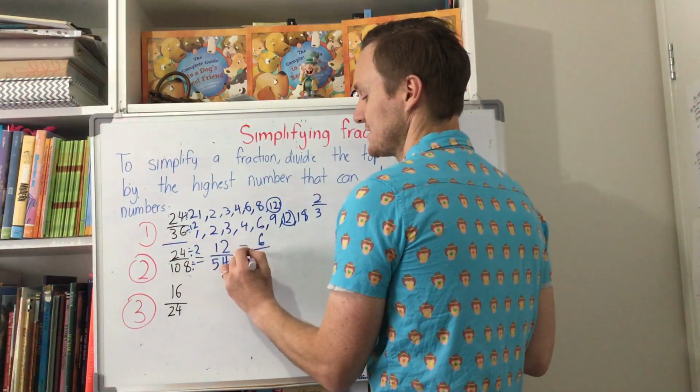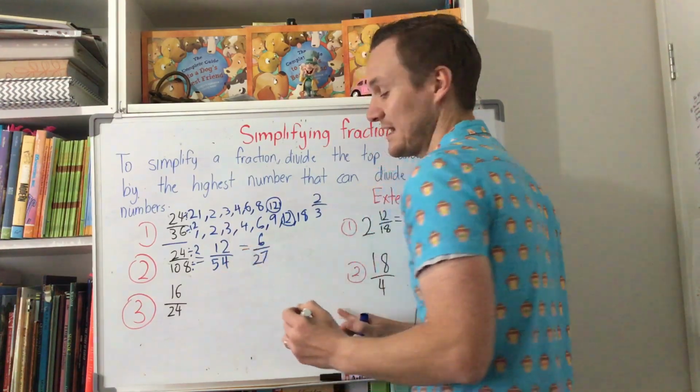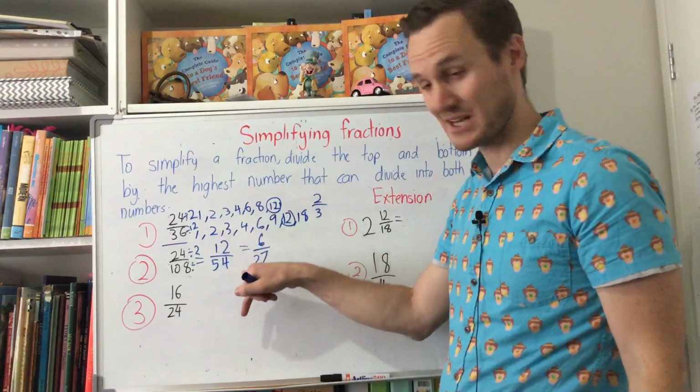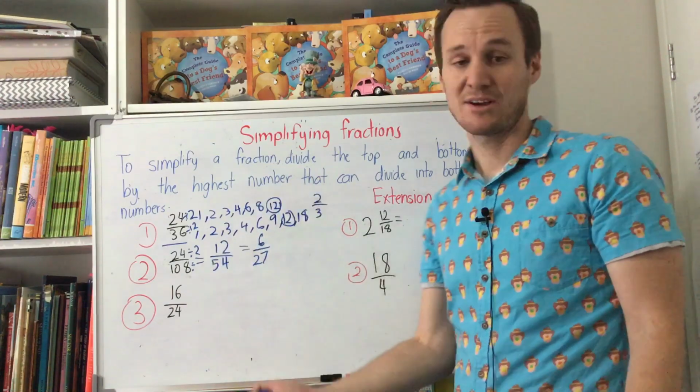Half of 54 is 27. Okay, now it's getting a little bit easier. We can't half the top and half the bottom now because you can't half 27. So now we can go through and find the factors.